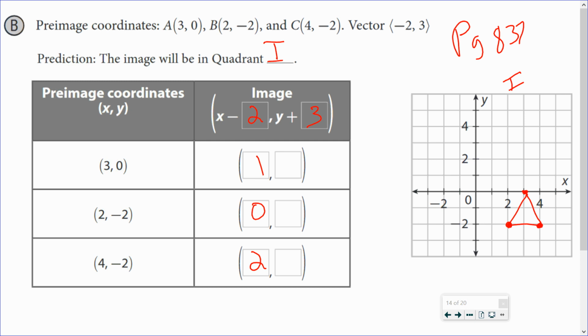All right, now we're going to add 3. That's going to be going up. So 3 plus 0 will be 3. 3 plus negative 2 is 1. And 3 plus negative 2 is also 1. Okay, and let me label these. So this would be A, B, and C.